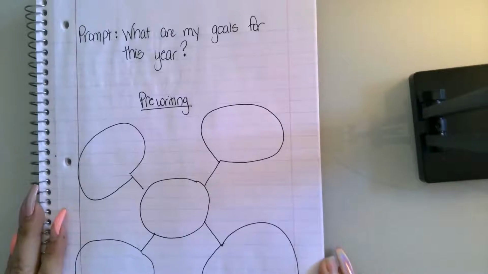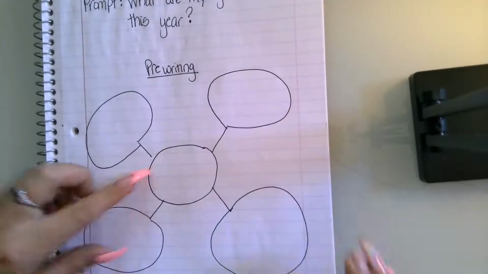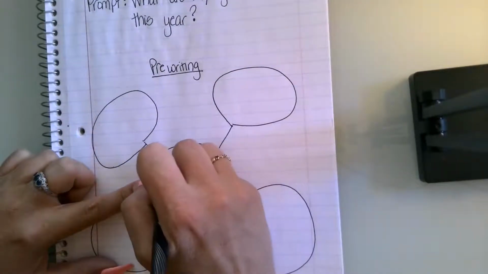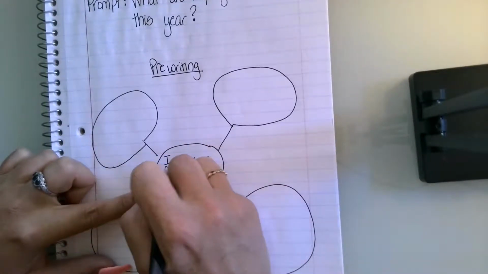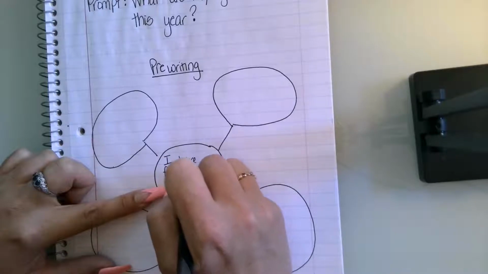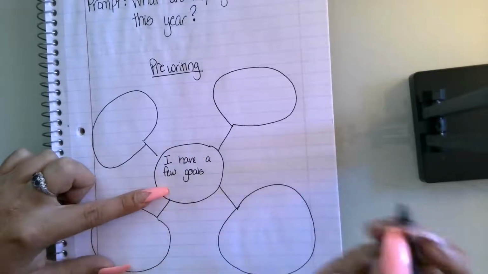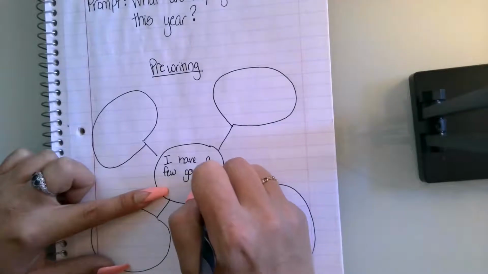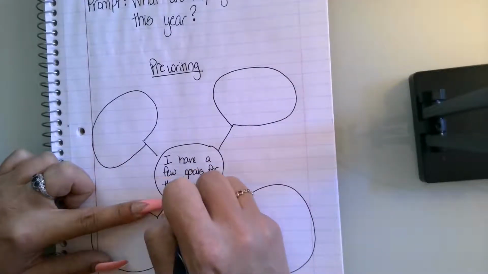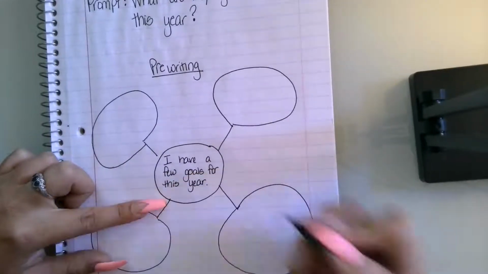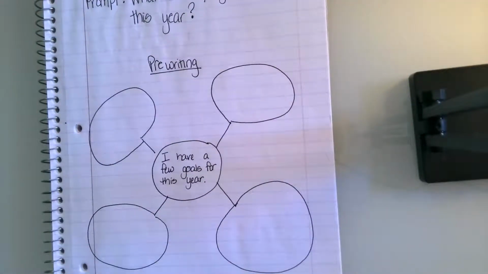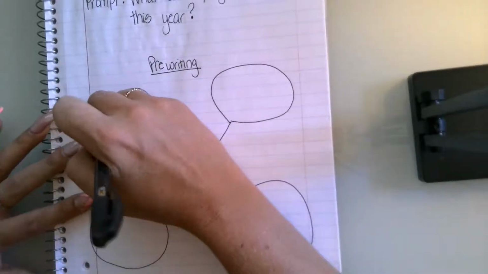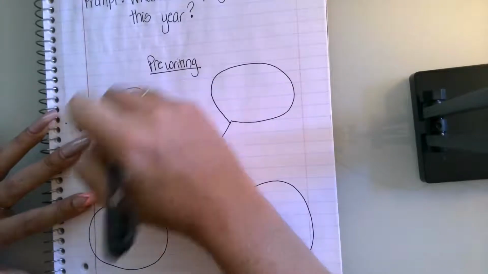All right, it says, what are my goals for this year? So my main idea sentence is going to say, I have a few goals, or a lot of goals, or many goals. I have a few goals for this year. All right, now you don't have to do complete sentences with any of the rest of these. All right, so what are my goals? My goals are definitely to stay on schedule.